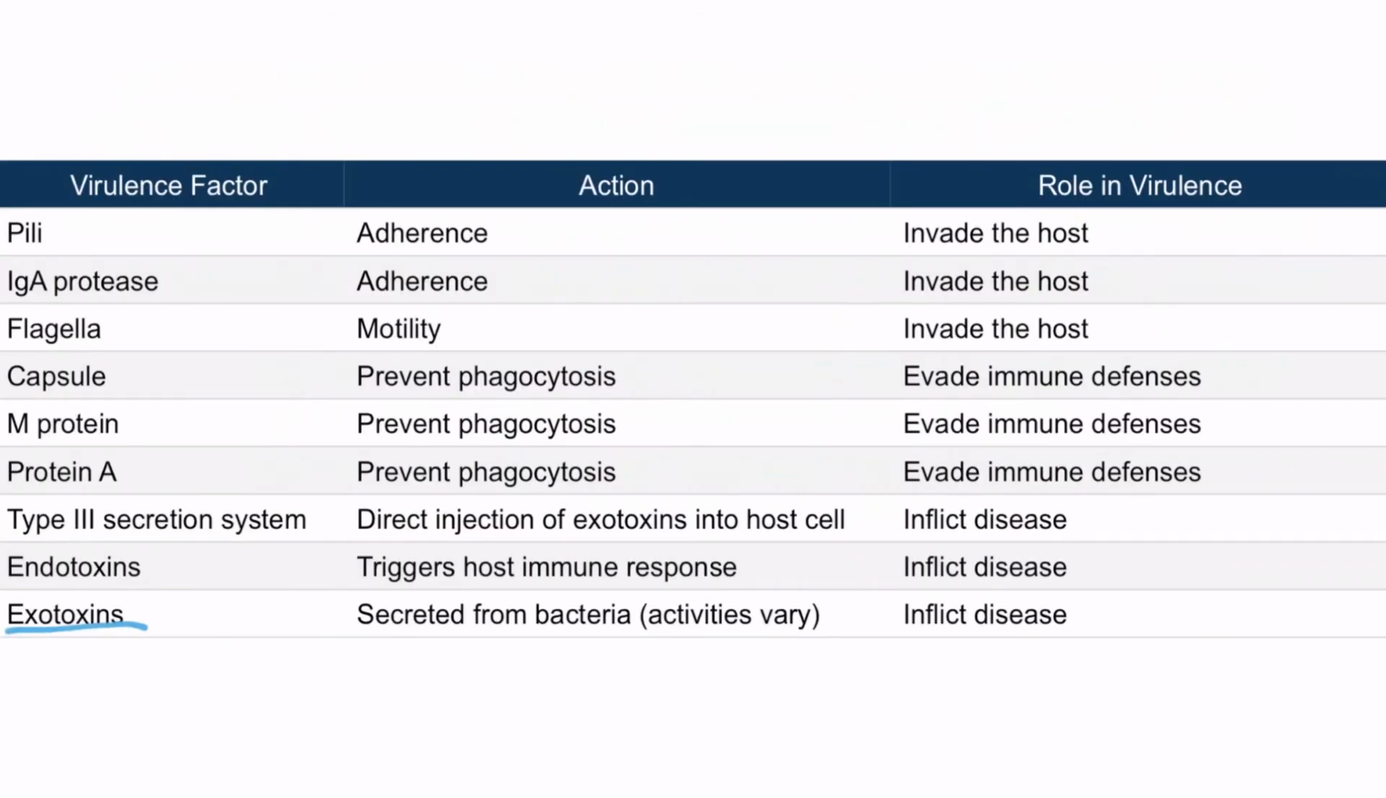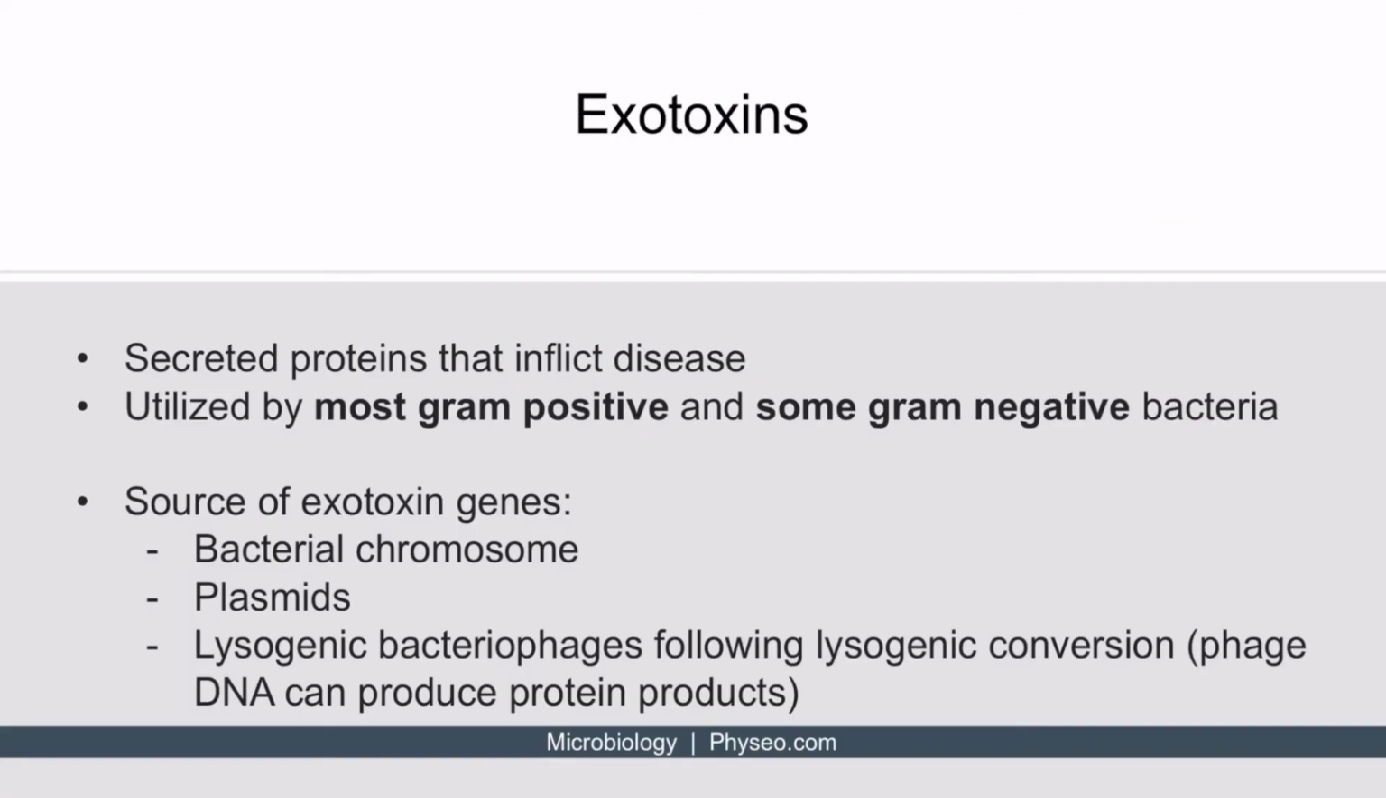Now let's jump into exotoxins, our final topic. These are secreted from bacteria, and their activities vary, and their role in virulence is to inflict disease. So exotoxins are just secreted proteins that inflict disease, and they're utilized by most gram-positive organisms and some gram-negative organisms, which is interesting because endotoxins were used only by gram-negative organisms.